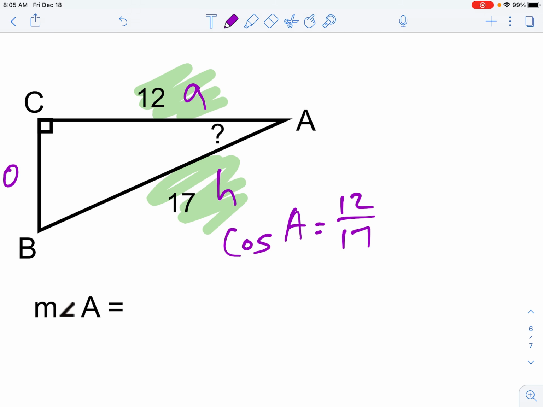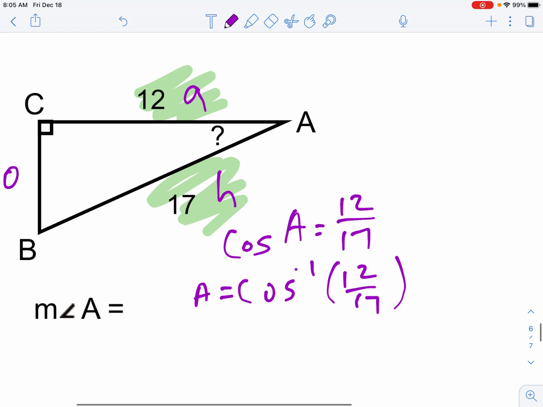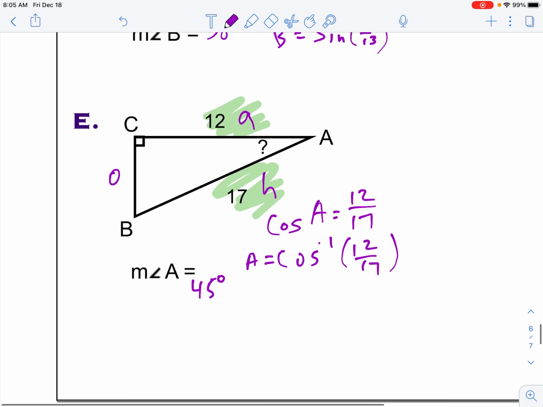Okay, I struggled there for a second. I had to clear my calculator out, my personal one. And we get 45.09, so we're doing cosine inverse of 12 over 17 is equal to A. A is equal to 45 degrees, roughly 45 degrees, okay?